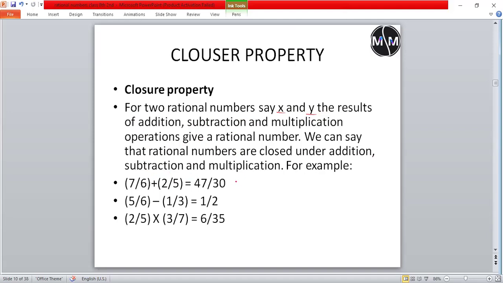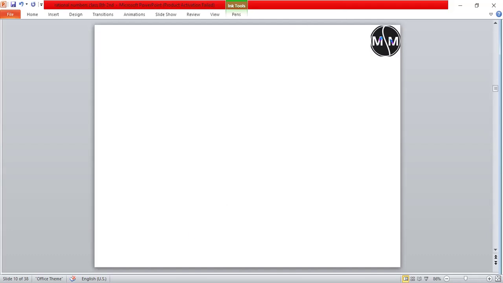For example, 7 by 6 plus 2 by 5, and the LCM is 30. We get 47 by 30, which is a rational number. Again, for 5 by 6 minus 1 by 3, we get 1 by 2. It is also a rational number. 2 by 5 multiplied by 3 by 7 is equal to 6 by 35, which is also a rational number.